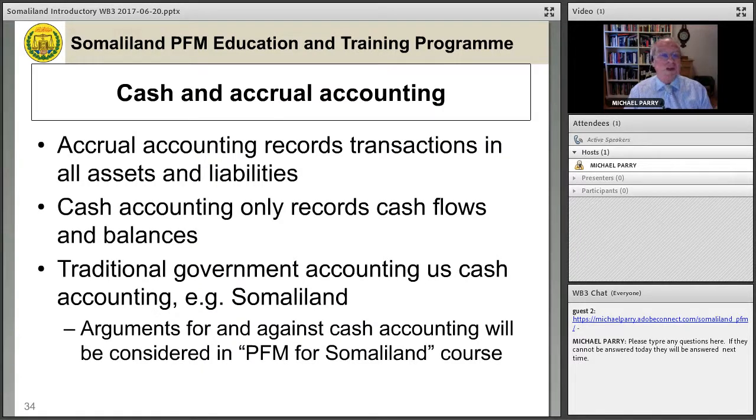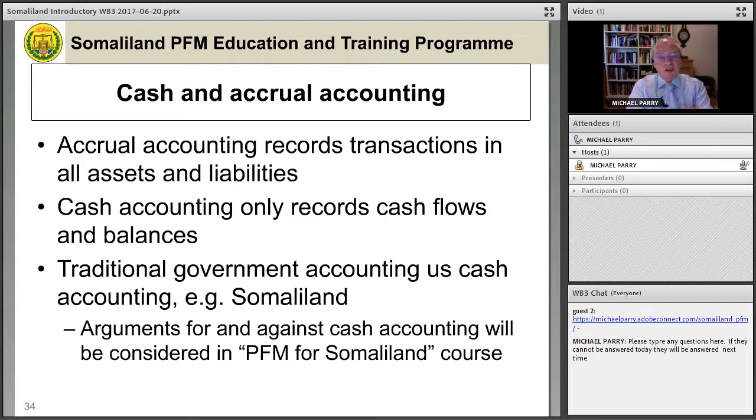Commercial operations have, for many centuries, used accrual accounting. It's become the standard way of accounting for commercial entities, whereas governments have traditionally used cash accounting. They've only accounted for cash and cash flows. And for many, indeed perhaps most countries, that's still the case. Somaliland uses cash accounting. The USA uses cash accounting, to take an example at the other end of the scale in terms of size, whereas the UK uses accrual accounting.